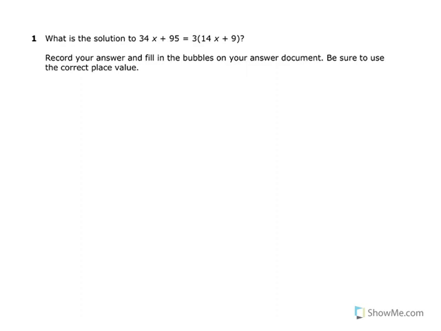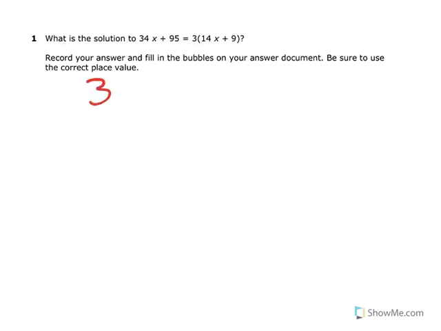So this first problem says, what is the solution to, which means solve for x. When it says what is the solution, it means solve for the variable. So we have 34x plus 95 equals 3 times the quantity 14x plus 9. So the left side is okay if we leave it like that. The right side, we have to use the distributive property. So let's just rewrite this.